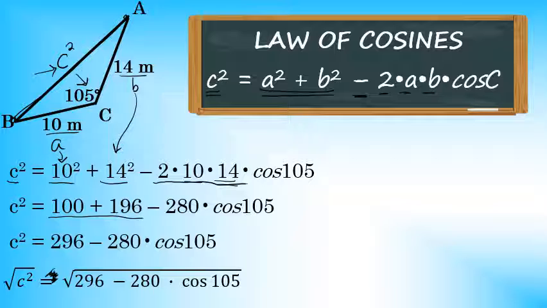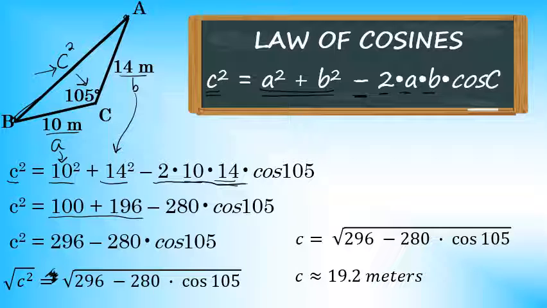A negative length of a side doesn't make sense in this context, so I don't have to worry about the plus or minus. So I found that C equals exactly the square root of 296 minus 280 times the cosine of 105. I'll approximate this to the nearest tenth and find that C equals 19.2 meters. The first step of solving this triangle, finding the value of C, is complete. C is approximately 19.2 meters. Let's move on and find the measure of angle A.